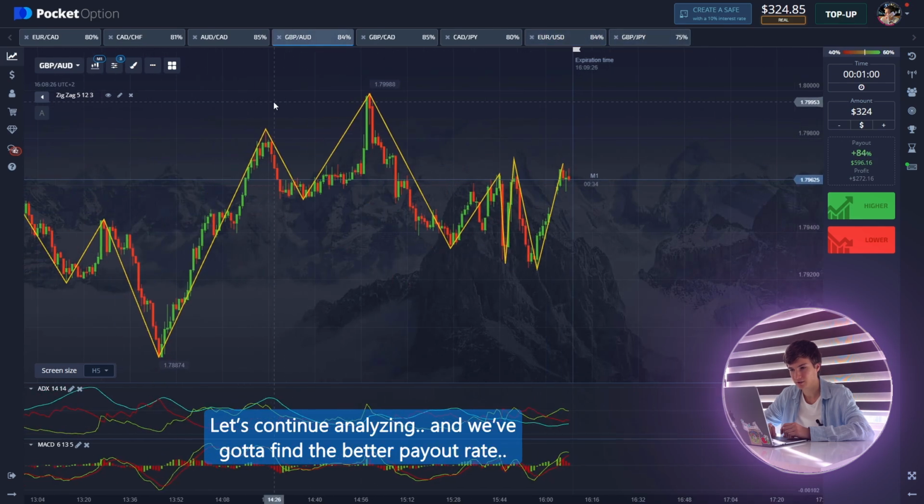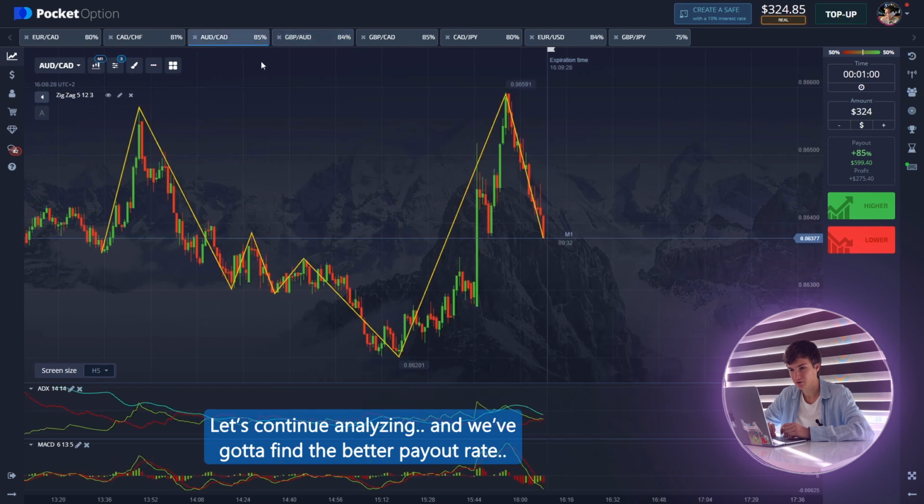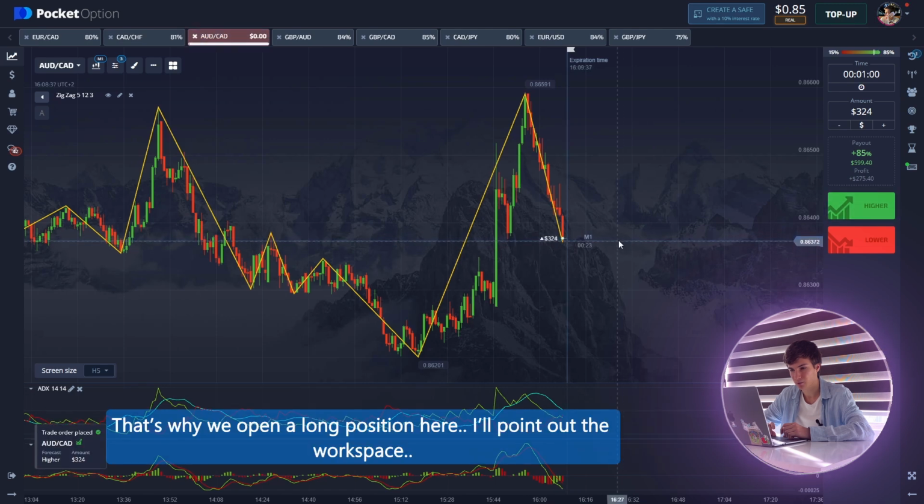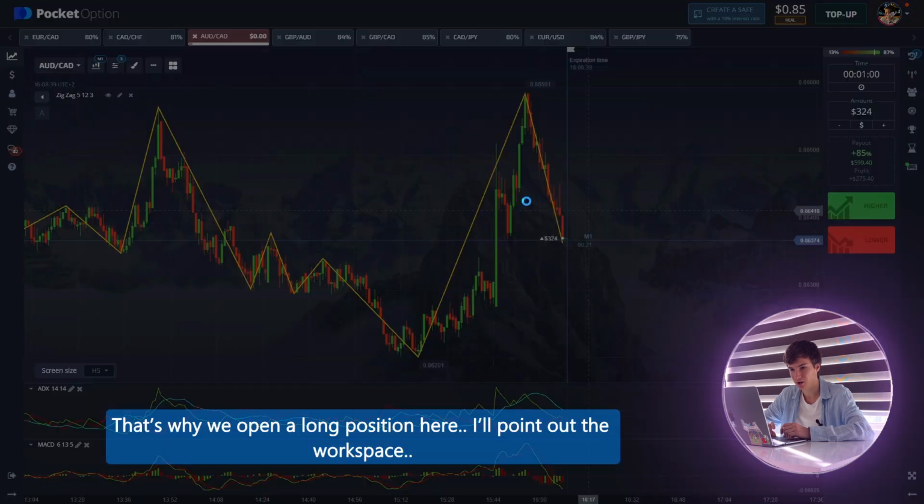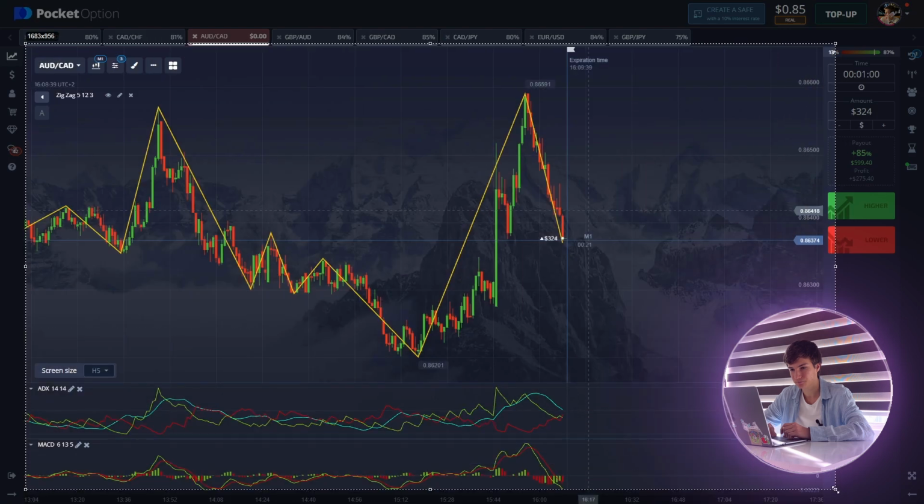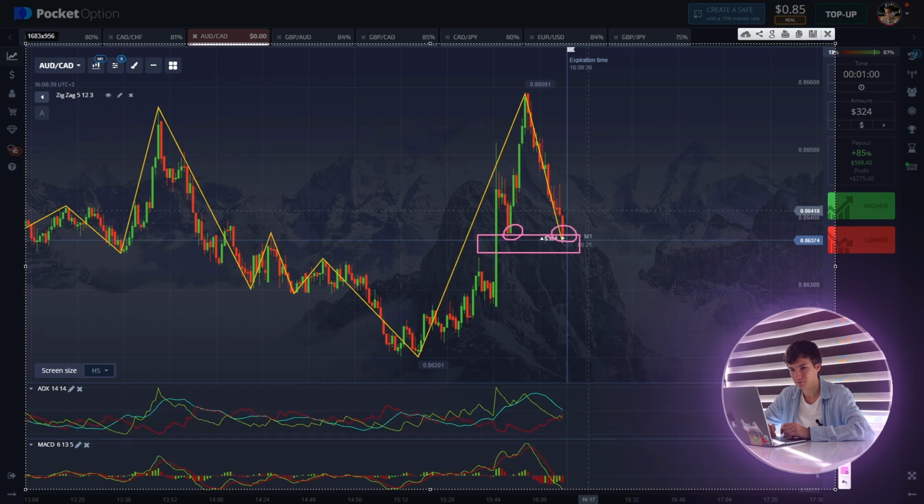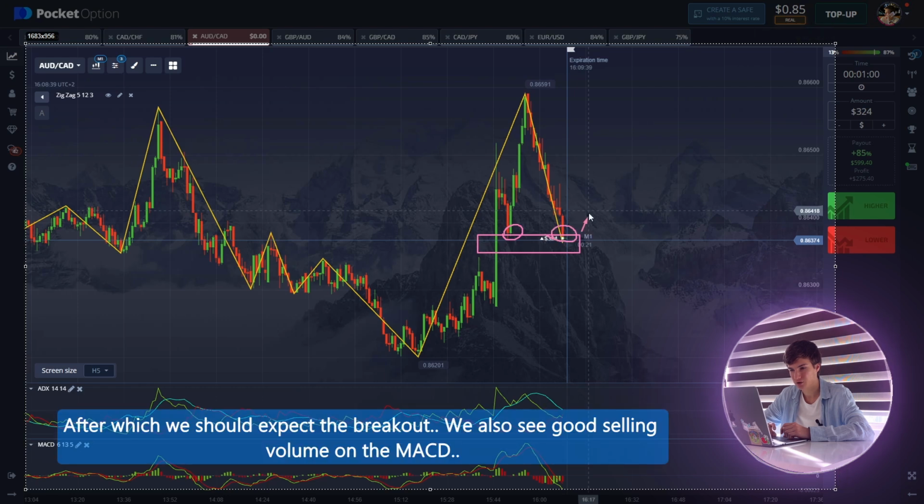Let's continue analyzing, and we've got to find the best paid out trade. We see a strong impulse to the upside, to the downside, and we are gonna play ahead of the market. That's why we open a long position here. I'll point out the workspace. So here's the touch of the support zone. It looks like a double bottom pattern, after which we should expect the breakout.